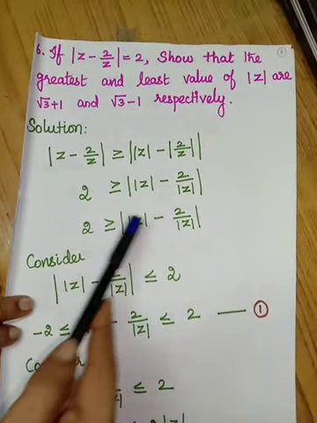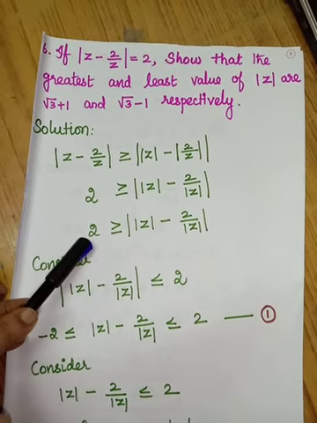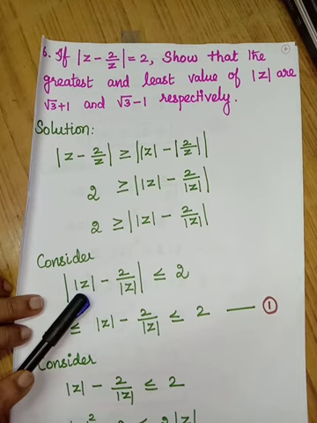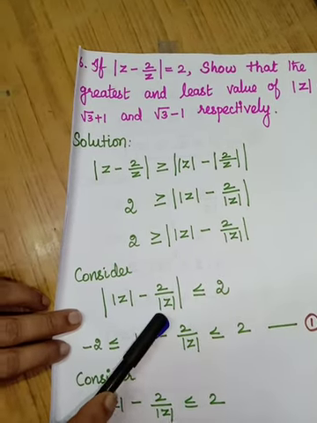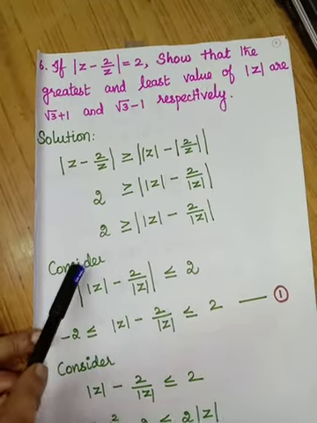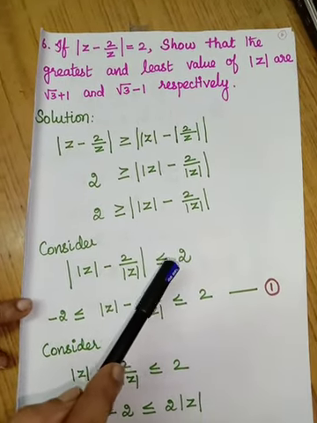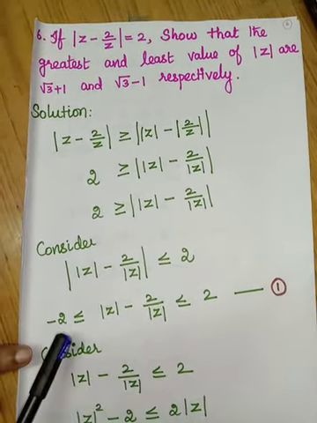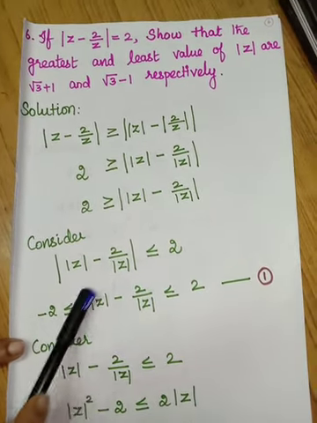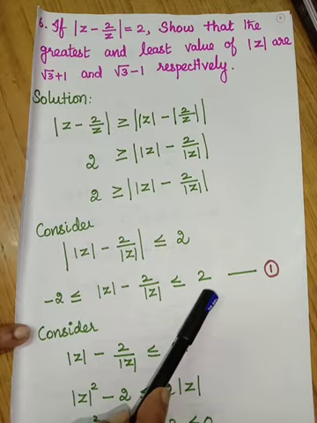Okay. Both are same only. So, here 2 is written first. Here this term I am going to write here. So, modulus of z minus 2 by modulus of z is less than or equal to 2. Okay. So, modulus x is less than or equal to 2 means we can write the term minus 2 less than or equal to the whole term is less than or equal to 2.